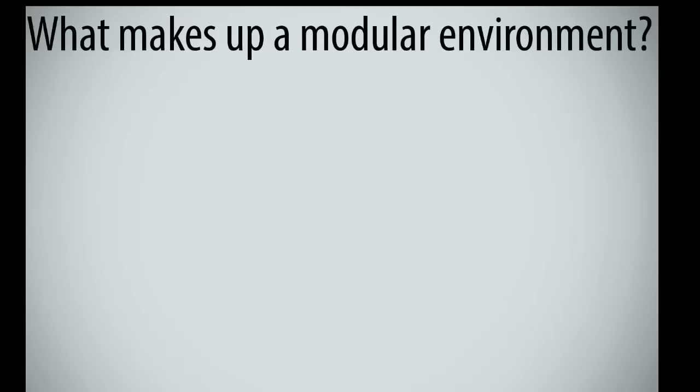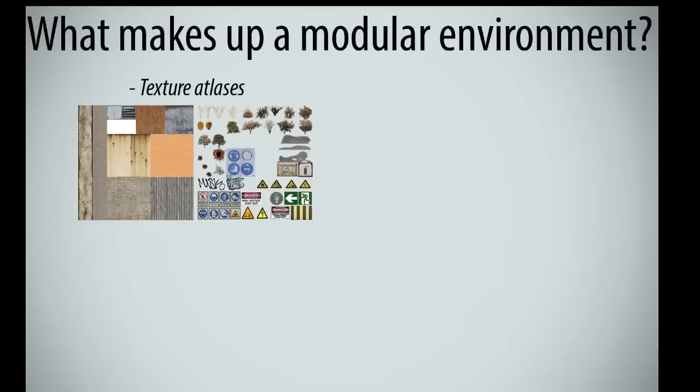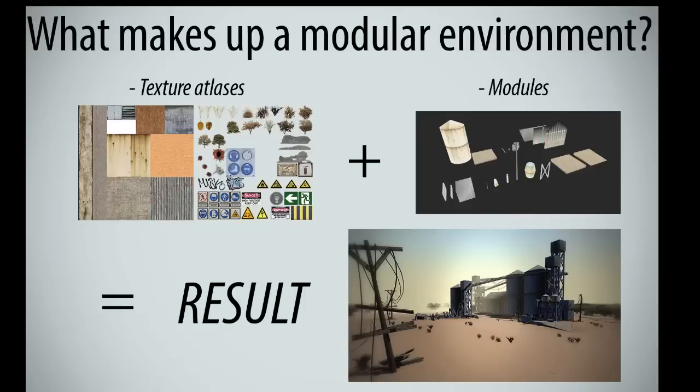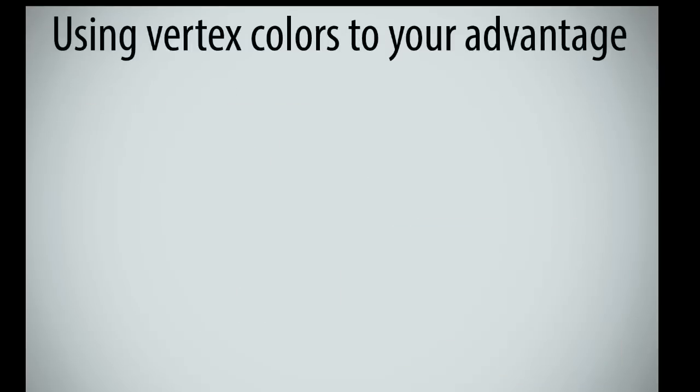So what actually makes up a modular environment? Well, we've got our texture atlases and we have our modules. So our modules are effectively just bits and pieces that we use to create our environment, and we've created them from our textures. And when we bring those two together, we get a result. So you can see the result we have here was one that I created in a simple 6-hour presentation a little while ago. So they're very easy and they don't take very long at all, depending on your environment, of course.